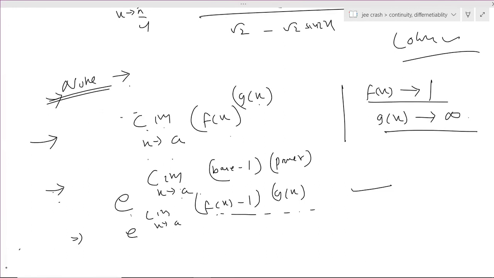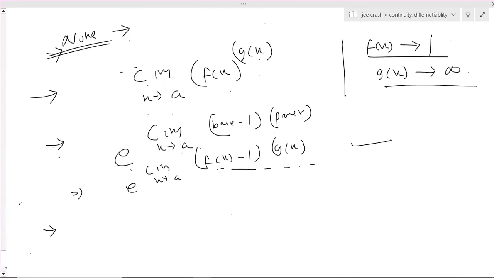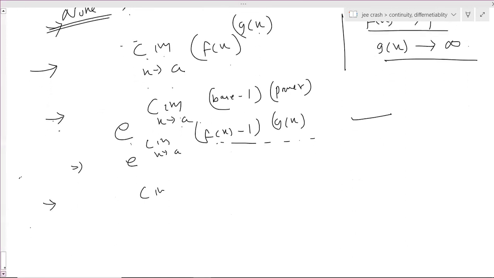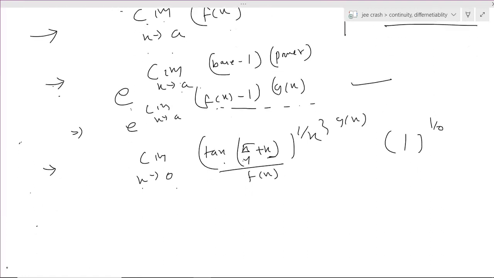Yes, sir, the theory is clear. All right, so let's solve one question on this. Suppose they give you limit x tending to 0 of tan of (pi by 4 plus x) to the power 1 upon x. So if you put x equals 0 here, tan pi by 4 is 1, and 1 upon 0 is infinite. So this is f of x, and this is g of x. Yes or no?